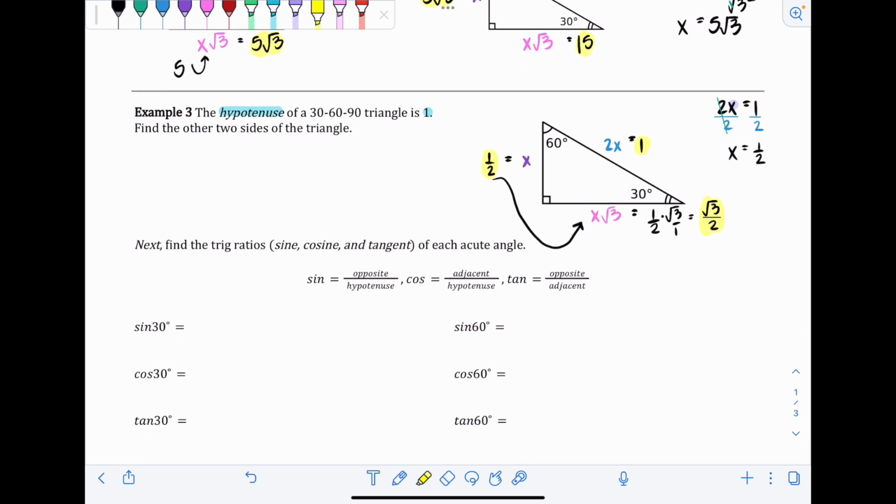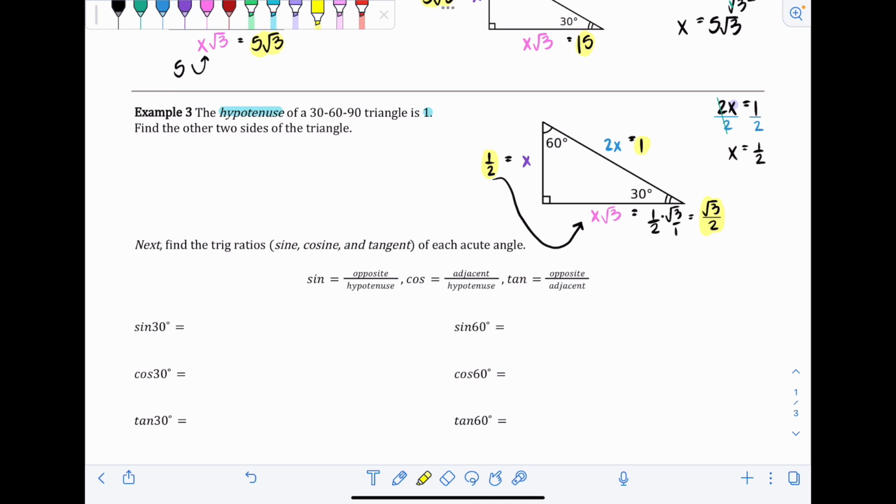Okay, next, find the trig ratios, which are sine, cosine, and tangent of each acute angle. So this was hopefully something that you learned back in geometry, but if you forgot it, it's not a big deal. We're going to review it here. So there's more than 3. There's the reciprocals of them, but we're just going to focus on sine, cosine, and tangent. Sine, cosine, and tangent are ratios, meaning they show relationships between the sides of right triangles.